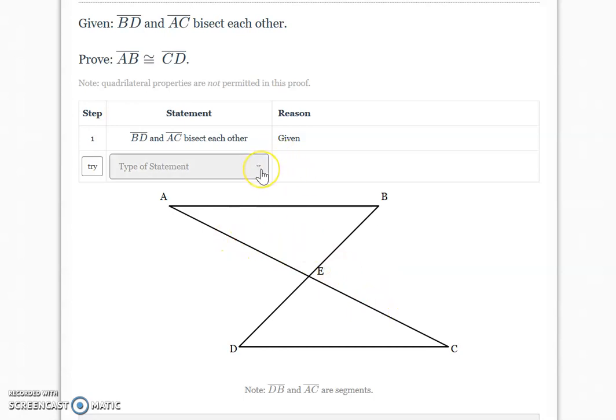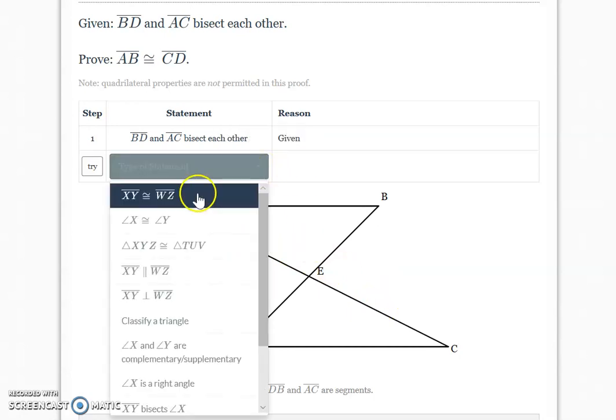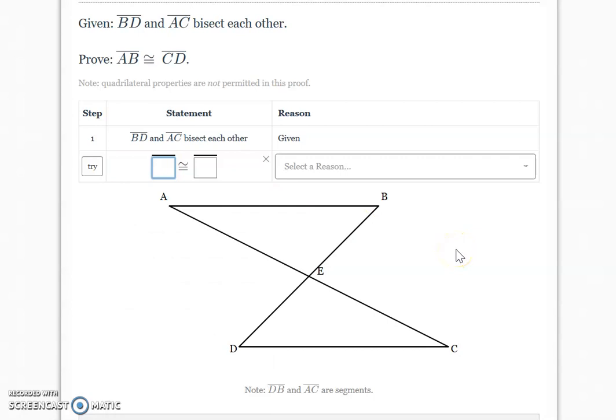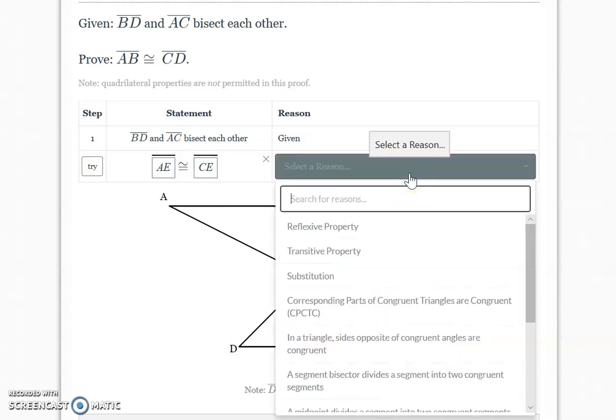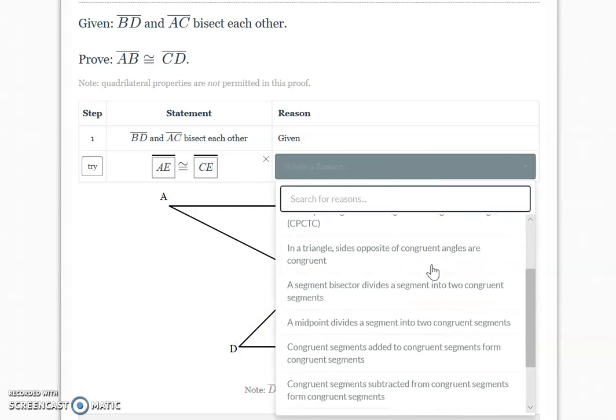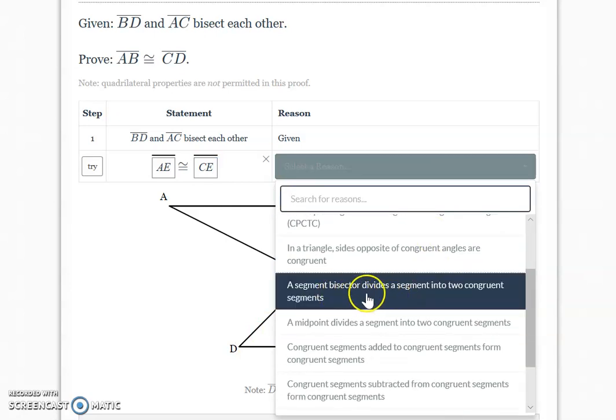So I'm going to start with congruent segments. So I know that AE is the same length as CE. And I know that because BD is cutting it in half. So a segment bisector divides a segment into two congruent segments.